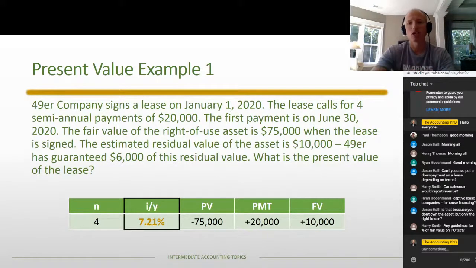So again, this is just giving you the semi-annual rate of return. So really they're getting almost a 14.5% rate of return on this lease, which is maybe high, but we don't know what kind of risks are involved in this lease arrangement. All right, does that make sense? I want to make sure I stop there and make sure everybody understands how to get to that implicit rate. Because if you can't get to the implicit rate, the rest of the problem is pretty difficult.